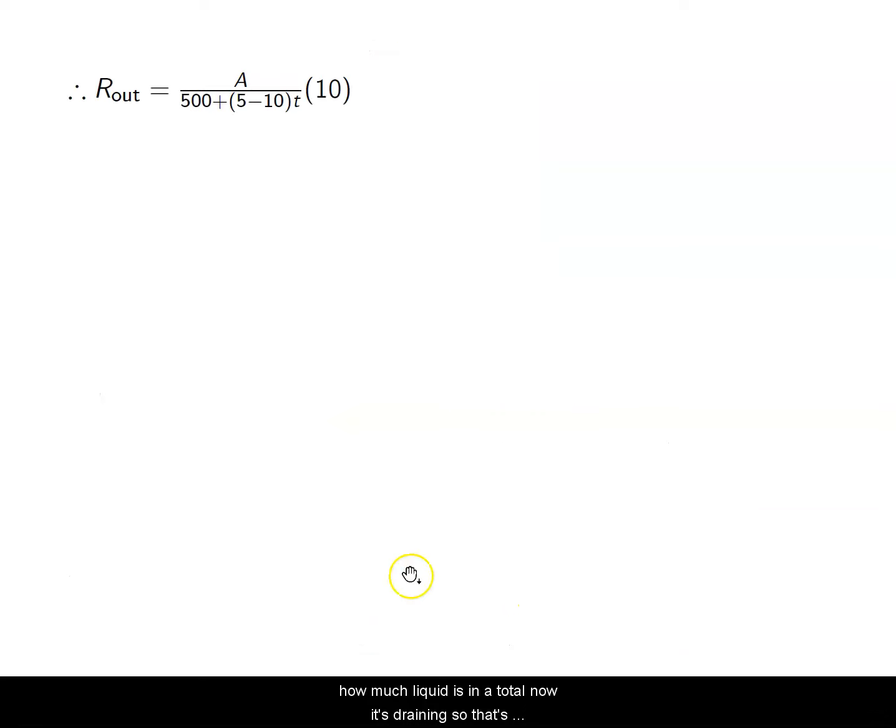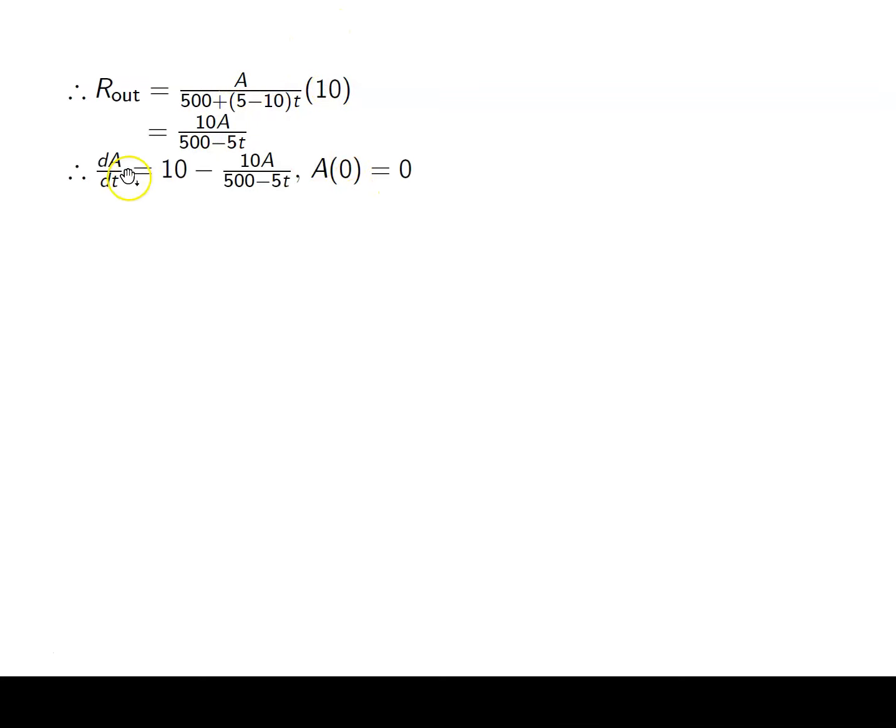Now it's draining, so that's why I start off with 500, and then I have 5 gallons per minute coming in, and 10 gallons per minute coming out for every minute that passes. So overall, I'm losing 5 gallons every minute. Makes sense. And then times the concentration of the outflow. So this is my differential equation: the rate of change over time of the amount of salt in my solution is 10 minus 10A over 500 minus 5t, with an initial condition of 0 at time 0, since it's full of pure water.